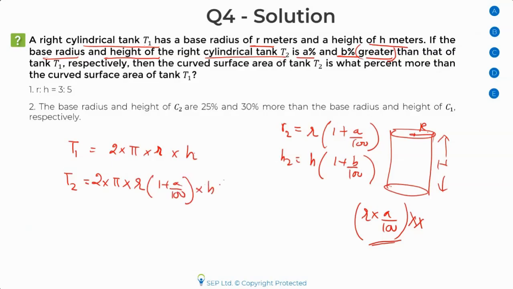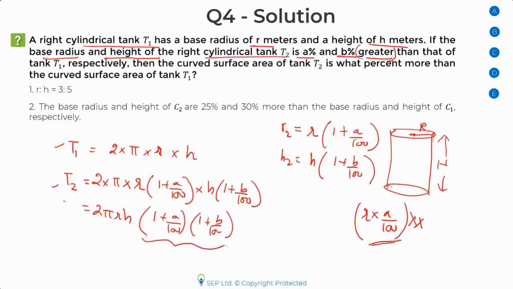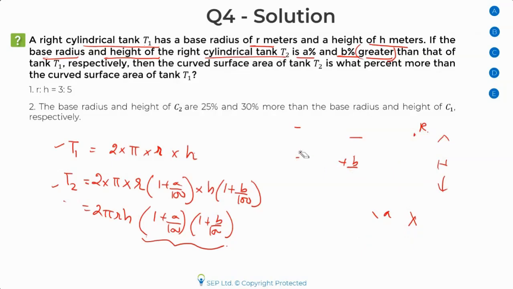Ideally, I would have written it in just one go, but this is what we get. So I can simplify it and write it as 2 pi rh into 1 plus a by 100 into 1 plus b by 100. And notice the only difference between T1 and T2 is basically this product which gets multiplied here. Okay, nothing else. Let me just remove this if this part is clear, so that I can do my calculation here very quickly.